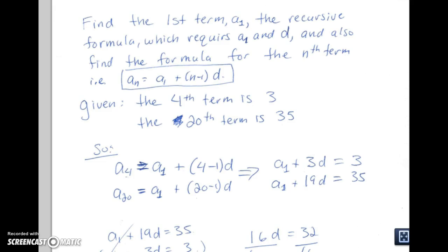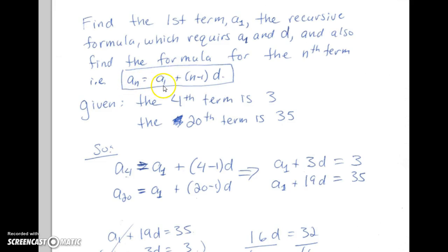Find the first term now, and here we're not given a sequence. We're going to be given, hey, the fourth term is 3 and the 20th term is 35. Okay, so from this, let's find the first term and the common difference. So find the first term, the recursive formula, and if we have the recursive formula, we're going to need a sub 1 and d, and then with all that, we can get the general formula for the nth term.